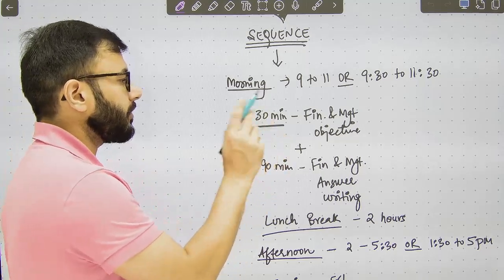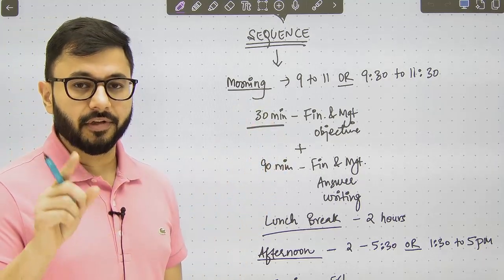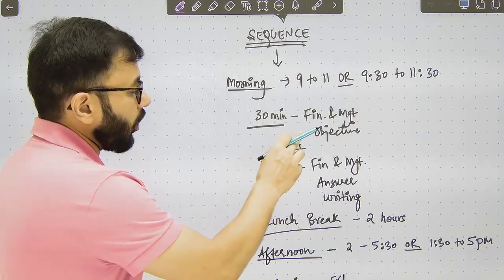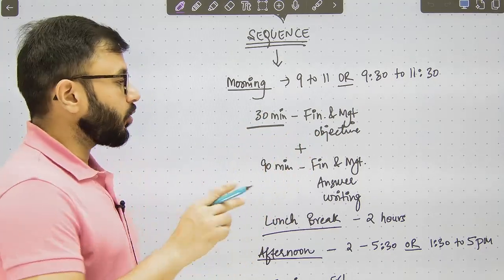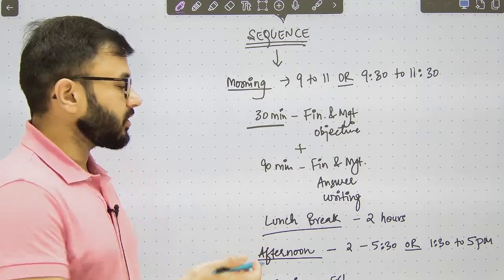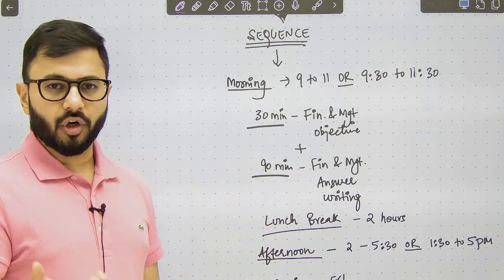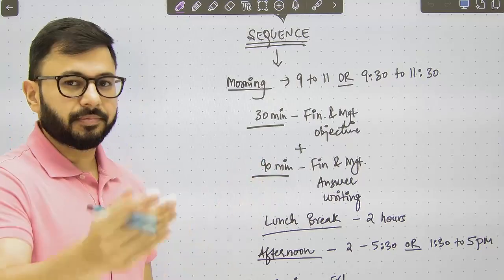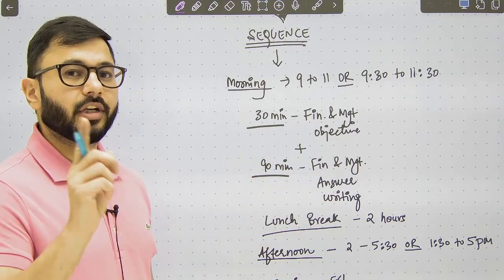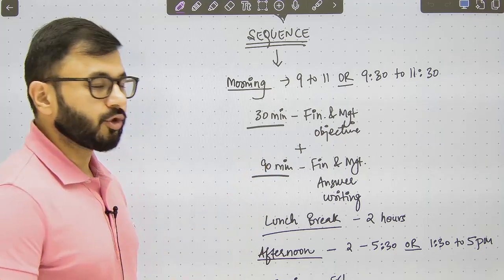So 30 minutes finance and management. First, you will be given objective paper. It is all online, all on computers. Objective paper 30 minutes में complete करोगे. As soon as you're done with that paper, you will get a break of 2, 3, 5 minutes, or sometimes not even that, and immediately the next paper crops up, which is finance and management answer writing or descriptive writing, for which you get 90 minutes.